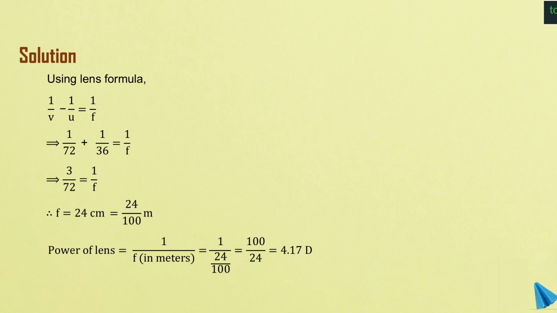Now what is the power? The power is given by 1 by F, that is 1 by 24 by 100, that is 1 by 0.24, that gives me 4.17, right? So that is the power of the lens.